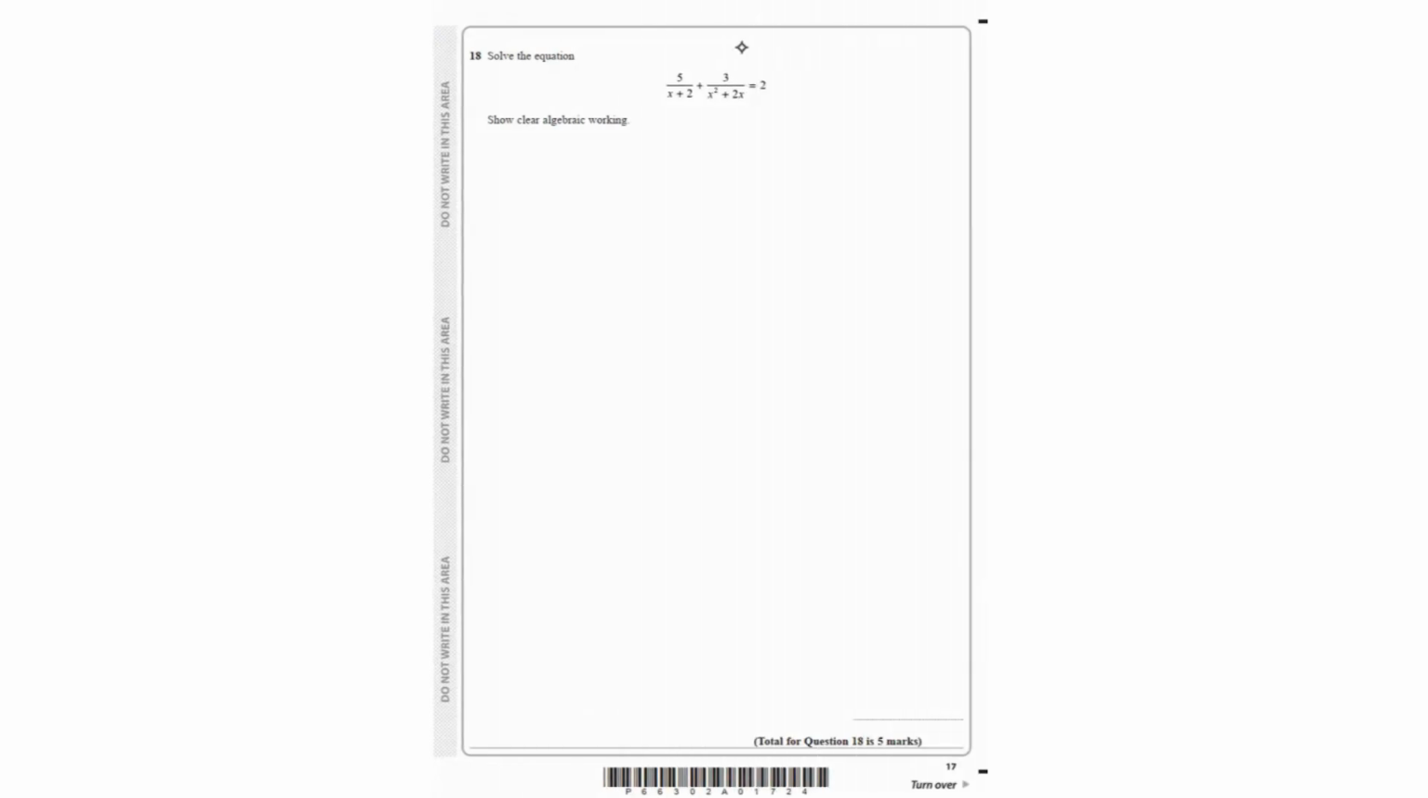Then this question says solve the equation 5/(x + 2) + 3/(x² + 2x) = 2. Show clear algebraic working. So this is different from the previous questions because now they're asking us to solve the equation. They're not asking us to just factorize it.